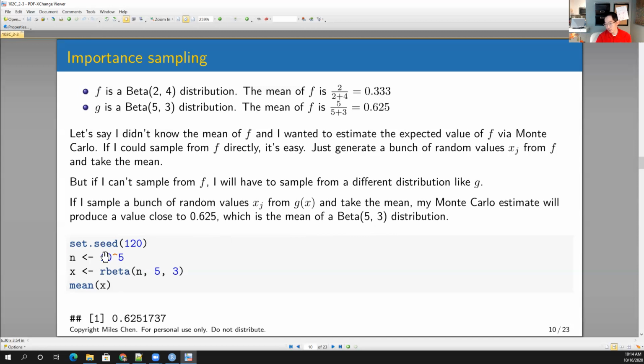Here I'm going to generate 100,000 values from a beta distribution with parameters 5 and 3. If I take the mean of all of those values, I'm going to get 0.625. So my x has been generated from g, but I want to somehow use these x values to estimate the mean of f, which is an entirely different distribution. Even though my x has come from the g distribution, can I do something to these x values to get the mean of the f distribution?